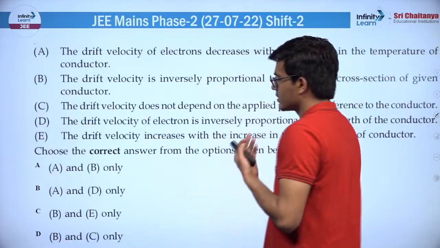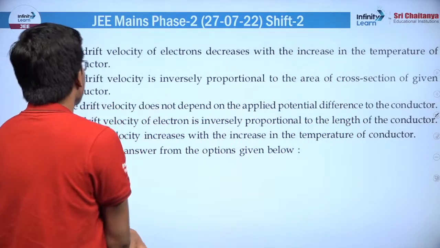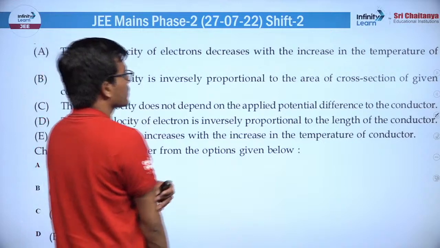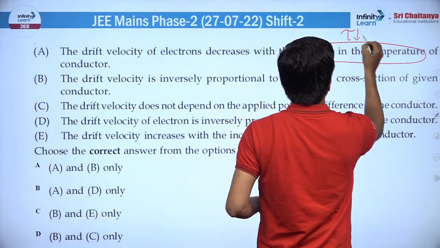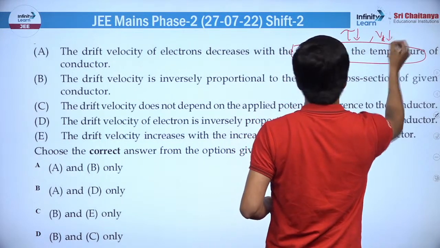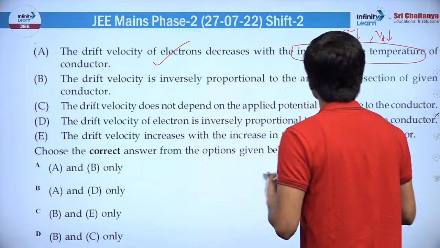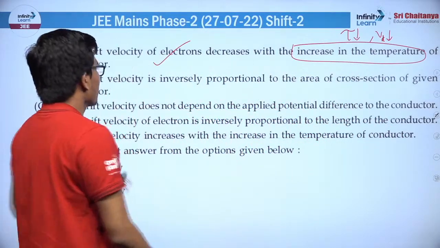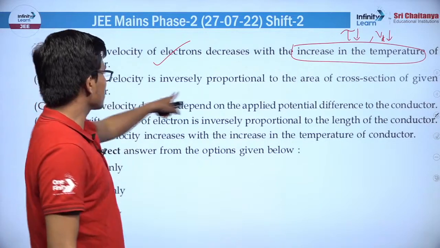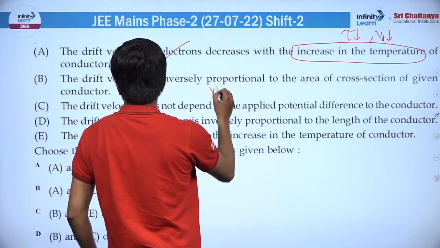This is a theoretical question from current electricity, or you can say microscopic Ohm's law. The drift velocity of electron decreases with increase in temperature. So if you increase the temperature, the relaxation time decreases, means drift velocity decreases. So this one is the right answer. If you increase the temperature, relaxation time decreases, so drift velocity has to decrease. That means it's right.